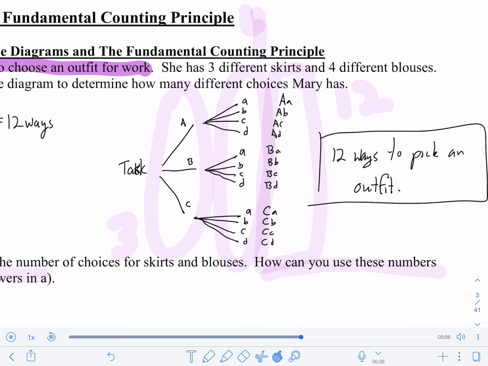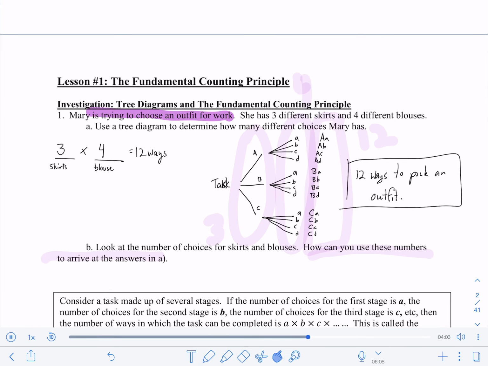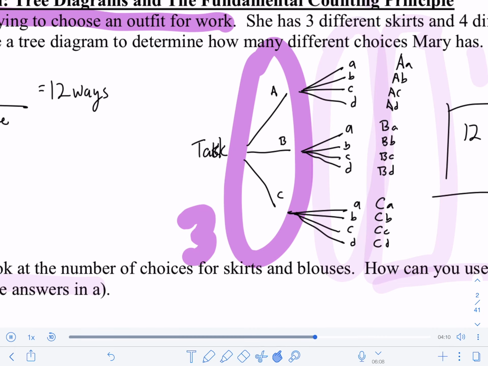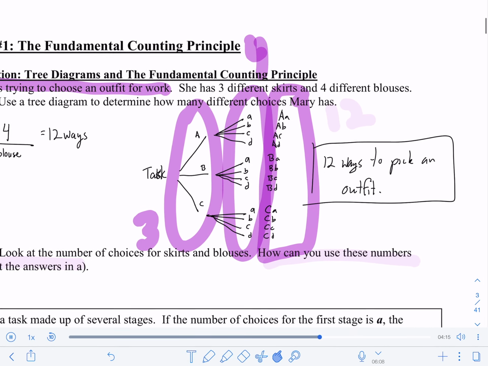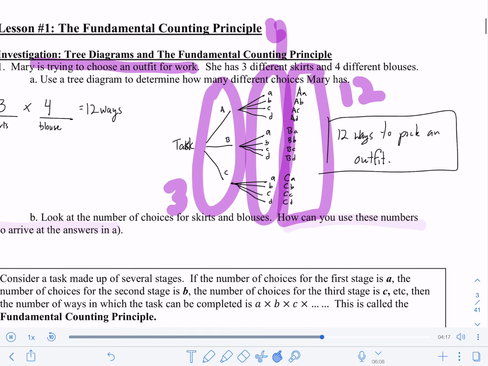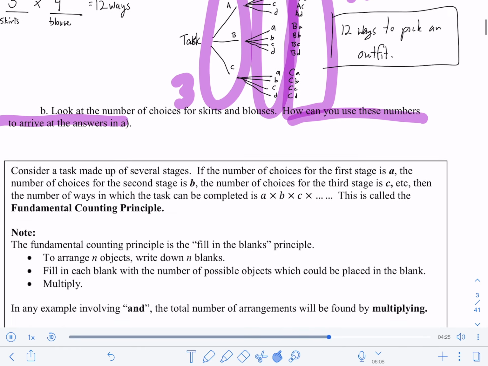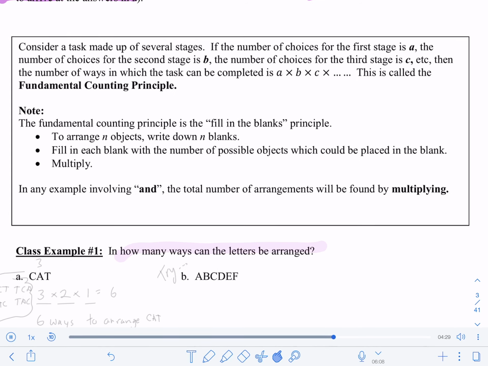Okay, you can see why I'm calling this how many ways. So this fundamental counting principle is simply the number of ways. Now, if you look at the number of choices there, you can see that there's 12 altogether, 3 here. Each one of those has 4. And then if I look at this section, of course, there's 12. So you can see how you can use these numbers, 3 and 4, to arrive at the answer 12. Now, I'm going to invite you to read through this because this is the idea with the fundamental counting principle.